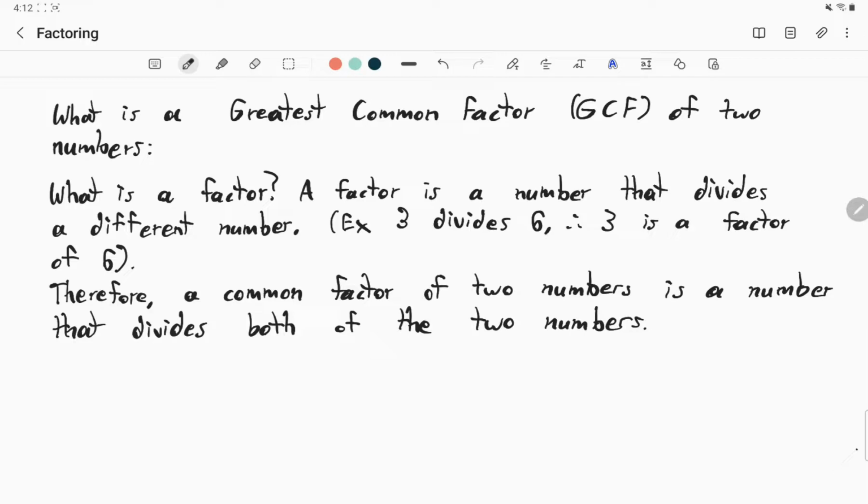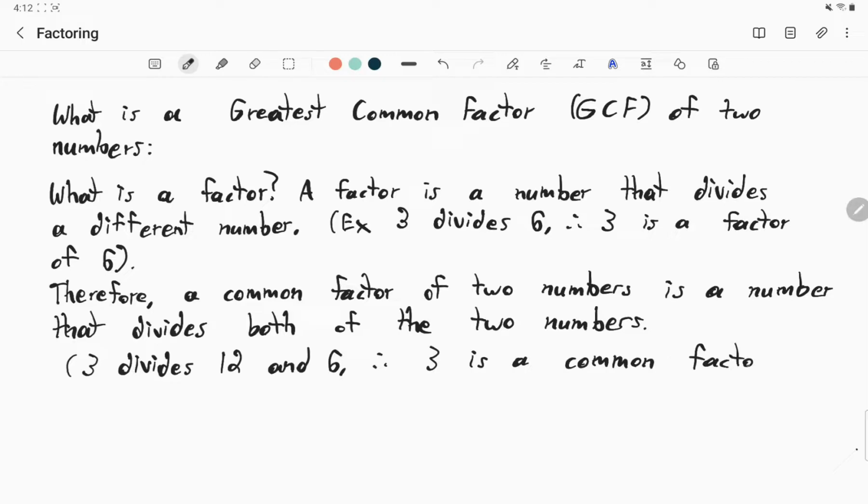Okay, let's go back to another example. We always like examples. So 3 divides 6. 3 also divides 12, right? So 3 divides 12, because 12 divided by 3 is 4. 3 divides 12 and 6. Therefore, 3 is a common factor of 12 and 6. So 12 and 6 both have a factor of 3. It's a common factor of those two numbers. Hopefully that makes sense. We're almost there.